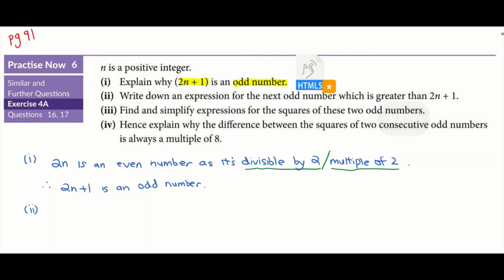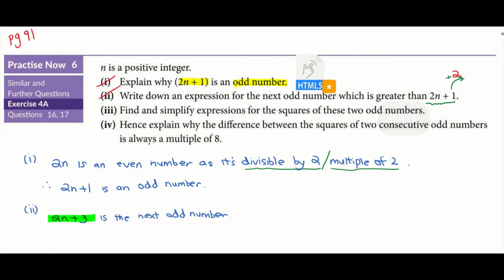Second part, write the expression for the next odd number which is greater than 2n plus 1. This is very simple. If I have the first odd number 2n plus 1, how many more must I add to get the next odd number? I need to add 2. So the answer would just be 2n plus 3 is the next odd number.